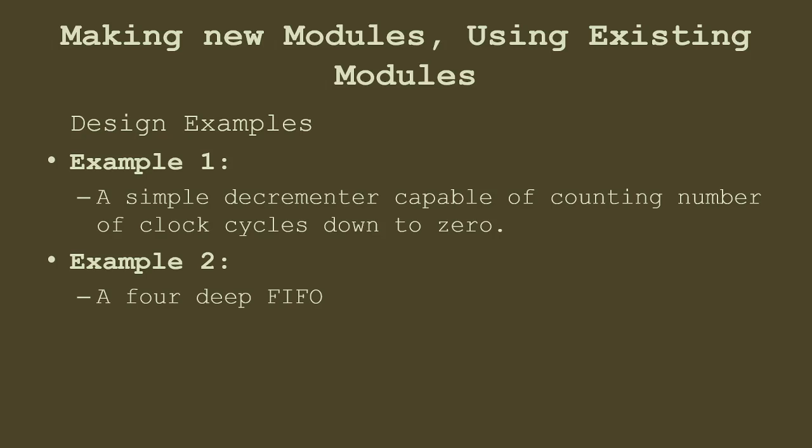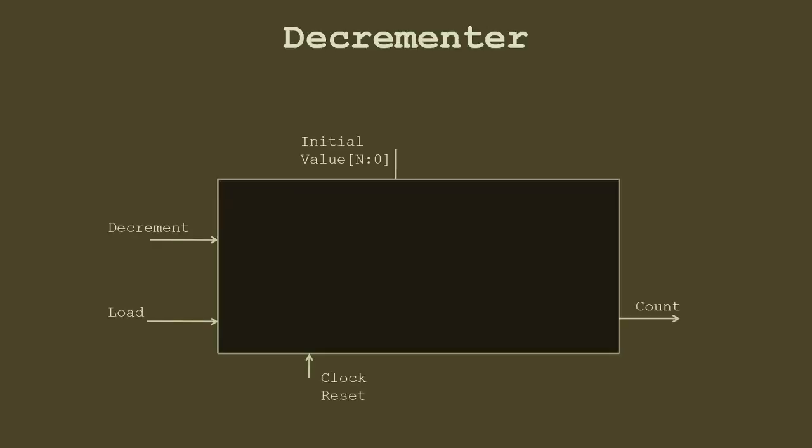We first start with a simple example, which is a simple decrementer capable of counting numbers on clock cycles. You can imagine it like a traffic signal. On a traffic signal, we have a down counter that keeps counting down till we reach 0. So we want to make that kind of a decrementer, and then we'll cover another, a little bit more complex example, that is a 4D FIFO. So what is a decrementer?